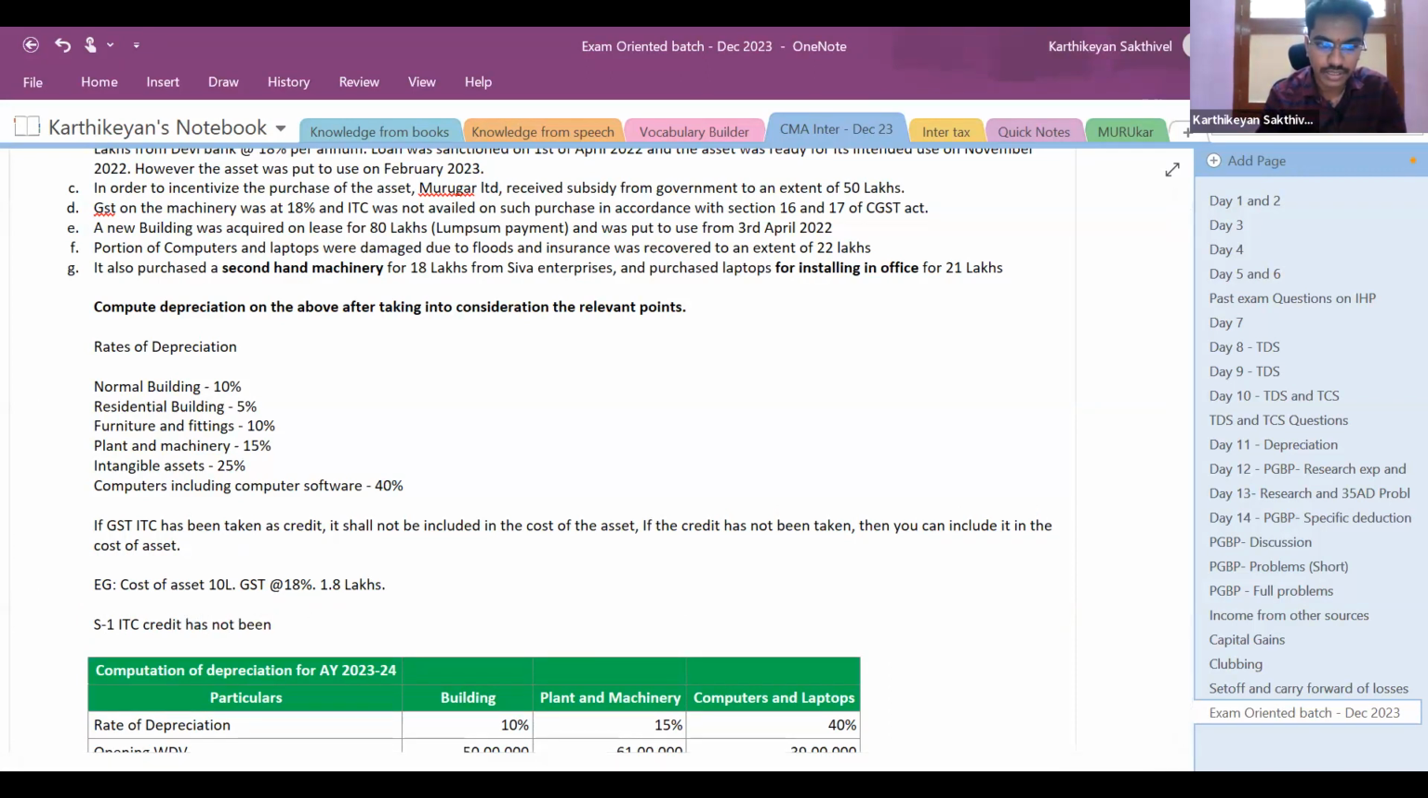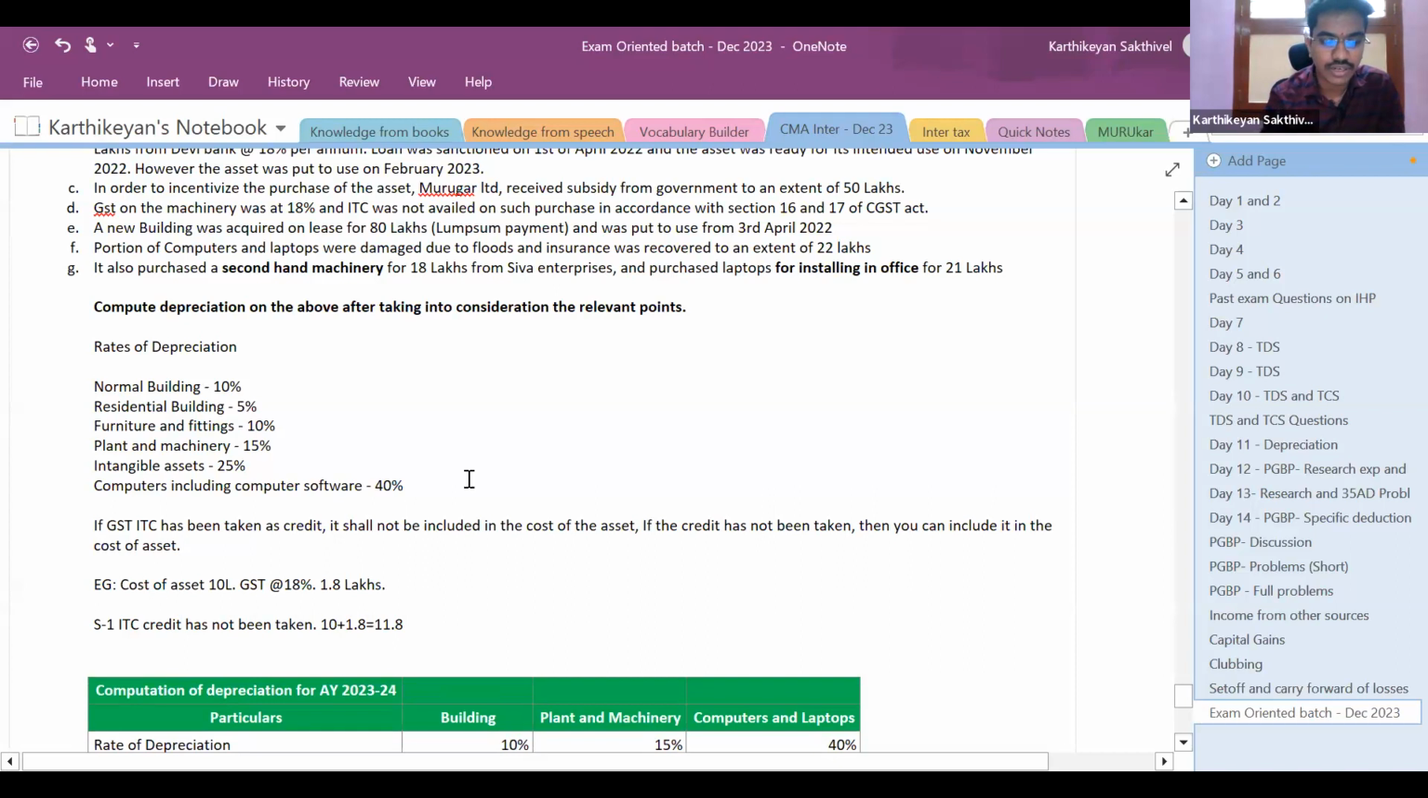has not been taken. If ITC credit has not been taken, what you can do is include this in your actual cost. So 10 plus 1.8 is 11.8. So this will be the actual cost, which is to be added in block 2.